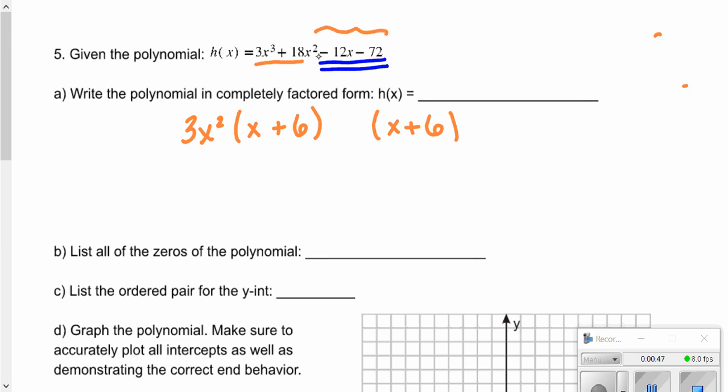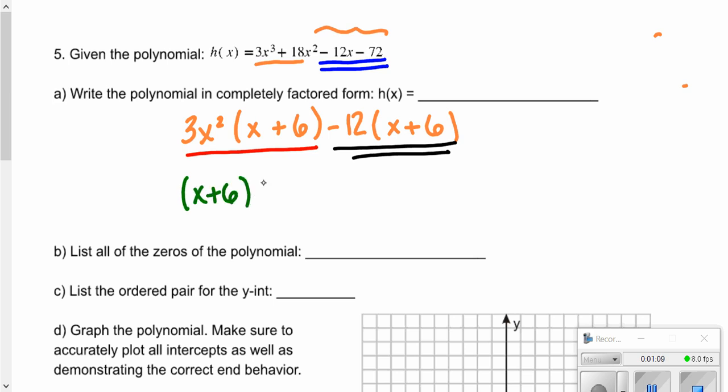Well, the first part looks like it would have to have minus 12 in order to have minus 12x, right? And then we need to think, well, is negative 12 times 6 negative 72? And it is. So now, out of this part and this part, both of those have a factor of x plus 6. So we could take that out. And then out of this part, we can take 3x squared minus 12.